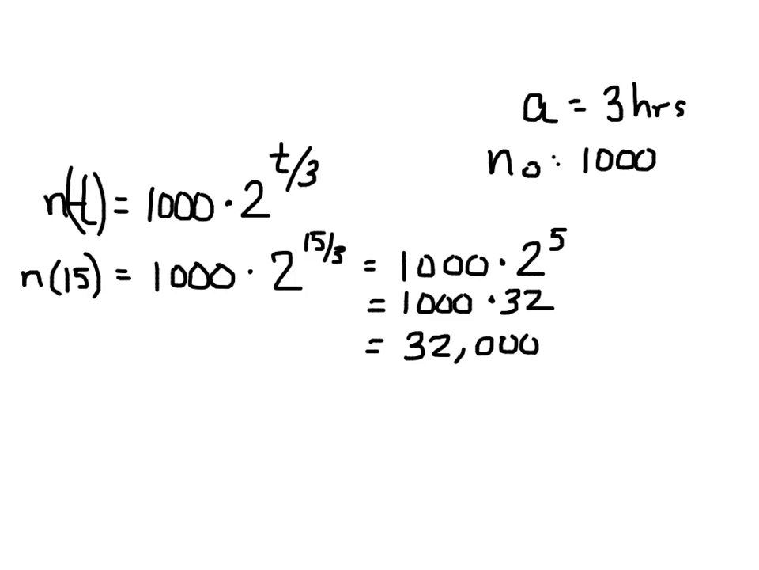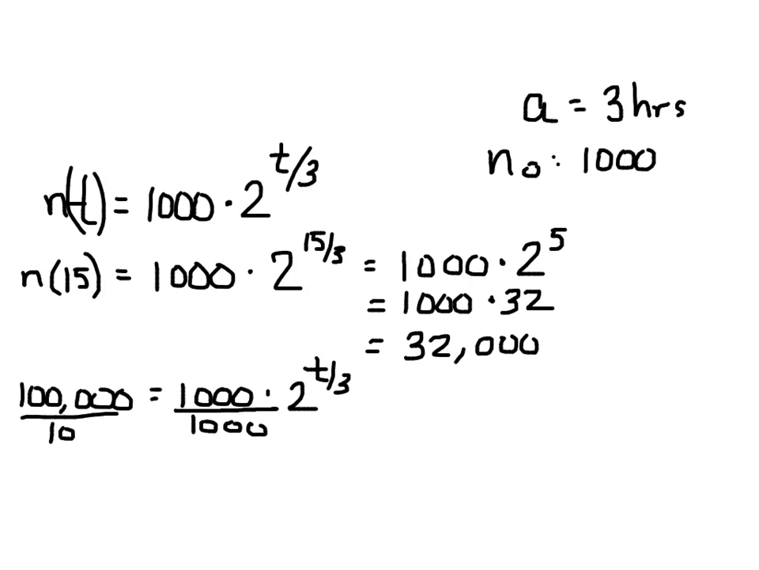Then the last part will say, how many hours until the bacteria reach 100,000? So this time my population is at 100,000. I started with 1,000. I know that it's doubling every 3 hours, but how many hours did it take to get that? Now we have to work backwards. This is very similar to what we did in the last section, where you divide first. Whenever you have powers of 10 like that, the zeros just cancel out. So I have 100 equals 2 to the t divided by 3.